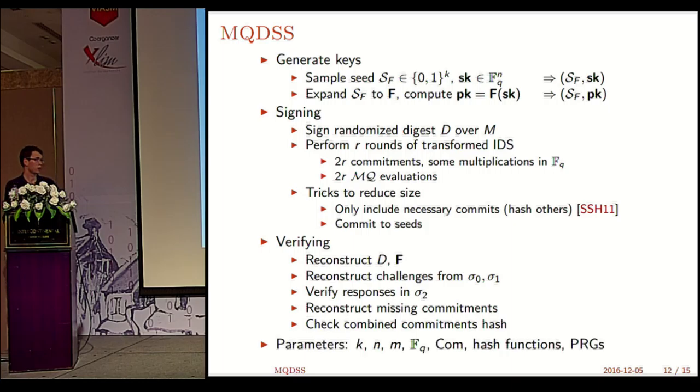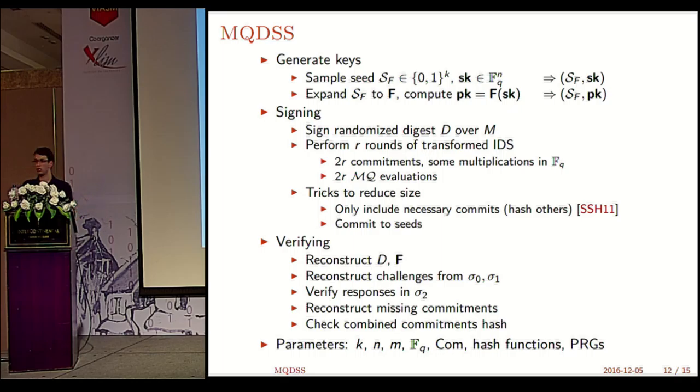And then there's a bunch of parameters that we've omitted to give instances of so far. So there's K, the security parameter, and there's N and M, the dimensions of our MQ problem, where N is the number of inputs and M is the number of outputs. We're doing this over some finite field FQ. There's a commit function, there's a bunch of hash functions, and there's random number generators.